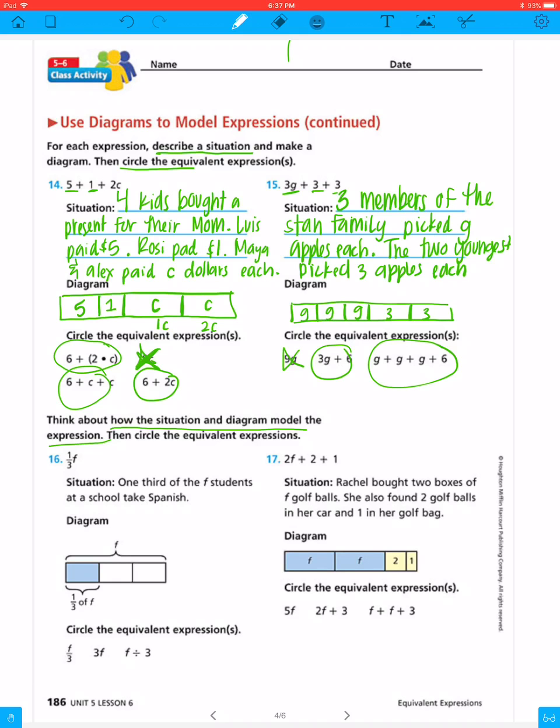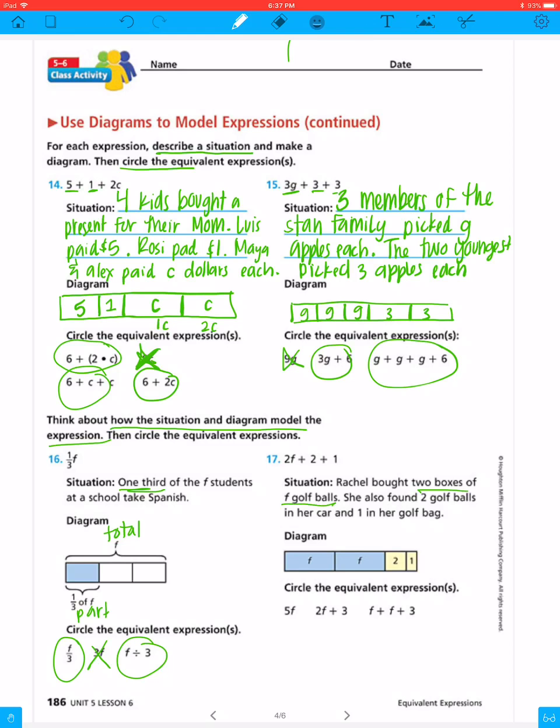When we're doing these, we have to think back to when we were writing the equations and expressions. What does that sound like? 1/3 of the F students at the school take Spanish. F is my total, and 1/3 is a part. So that's F divided by 3. So it's going back to things we already know.